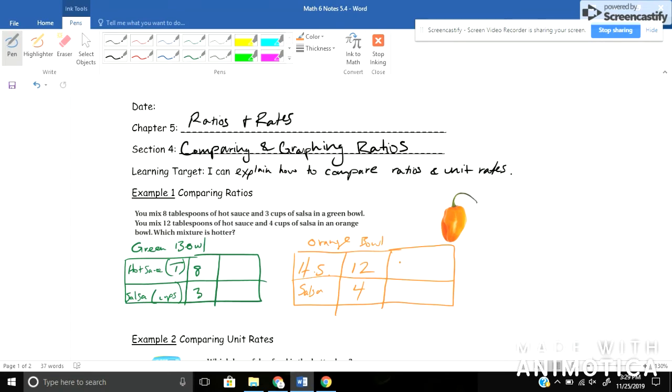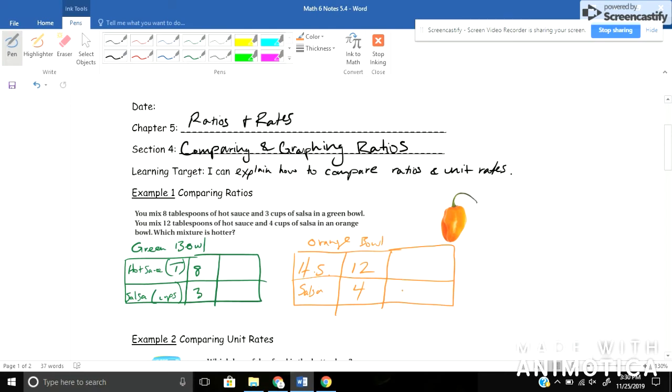All right. Well, right now it's kind of like when you're comparing fractions. You know how you have to have a common denominator to be able to compare them. That's kind of what we're going to do here. So notice that in my orange bowl, I have 4 cups of salsa, and in my green bowl, I have 3. So we can't really compare because it's different amounts of salsa. So how hot is it? Well, I don't really know.